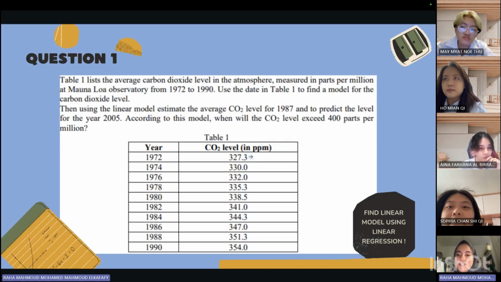Good morning, everyone. Today I'll be presenting how to solve a problem related to carbon dioxide levels in the atmosphere. The data in Table 1 represents the average CO2 levels recorded from 1972 to 1990. Basically, we are here to predict the CO2 levels from the year 1987 and estimate the levels for 2005. So we're here also to determine when the CO2 level will exceed 400 ppm.